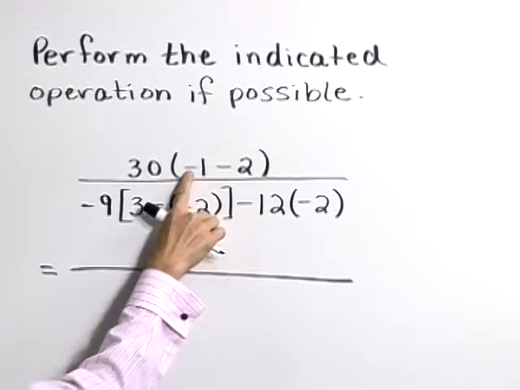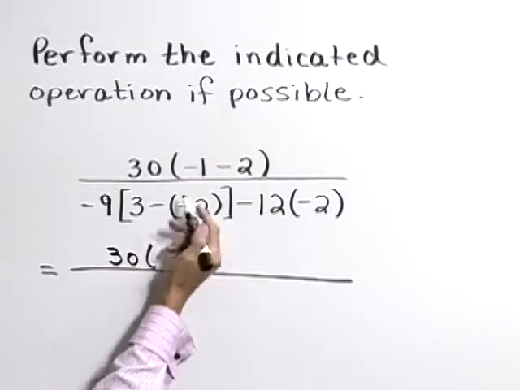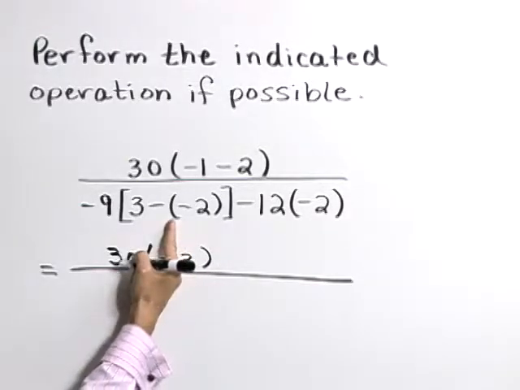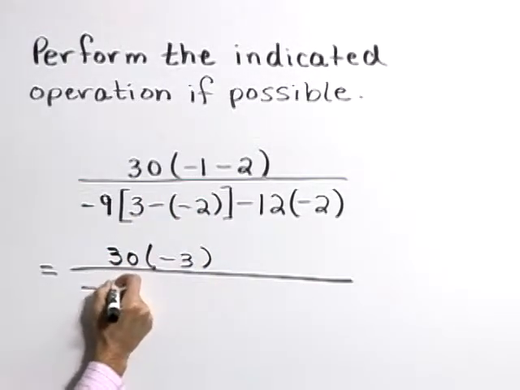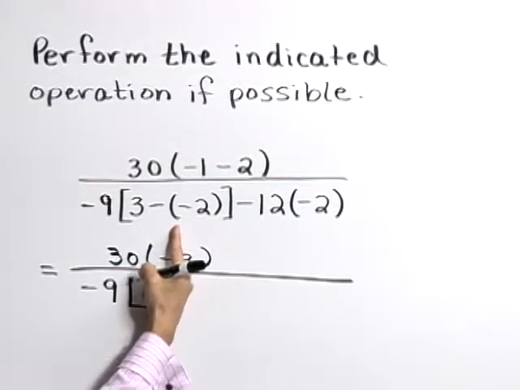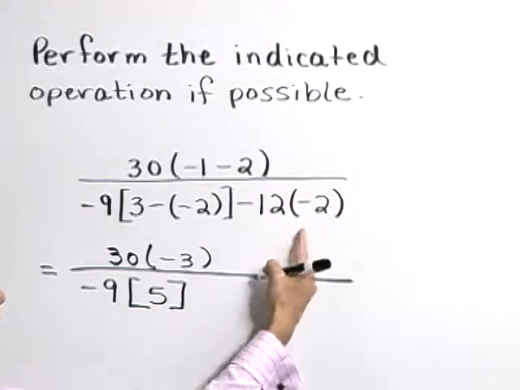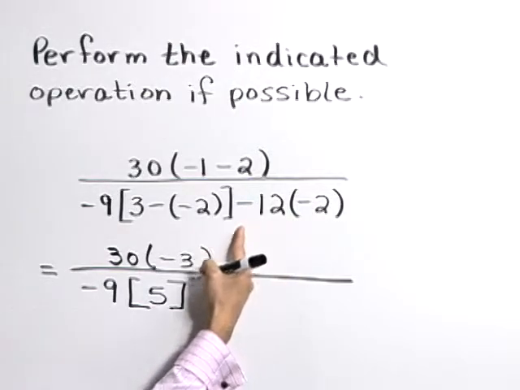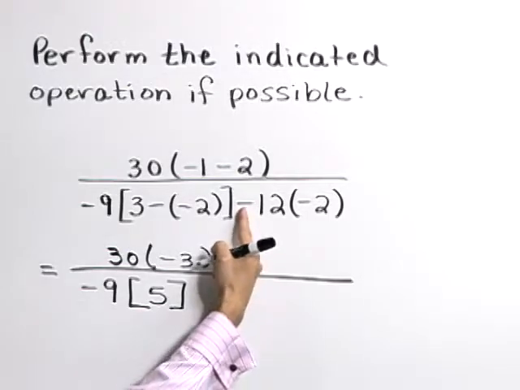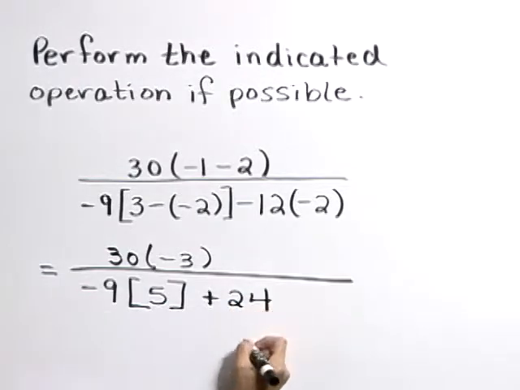Now in the numerator, this negative 1 minus 2, you might think of that as negative 1 plus a negative 2, which gives negative 3. In the denominator, let's start with this grouping symbol. 3 minus a negative 2 becomes 3 plus 2, or 5. And we can also go ahead and perform this multiplication at the same step because we have things separated here by our minus sign. I'm going to think of this as negative 12 times a negative 2, or a positive 24.